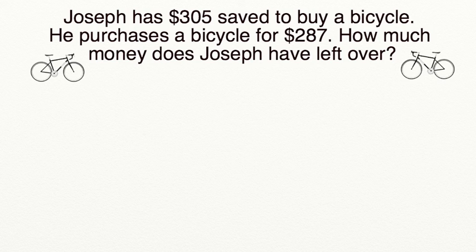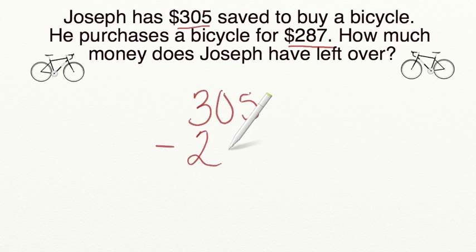Joseph has $305 saved to buy a bicycle. He purchases a bicycle for $287. How much money does Joseph have left over? Well, if he's starting with $305 and he's subtracting $287, we need to set up a subtraction problem. So we're going to start with $305 and we're going to subtract $287.